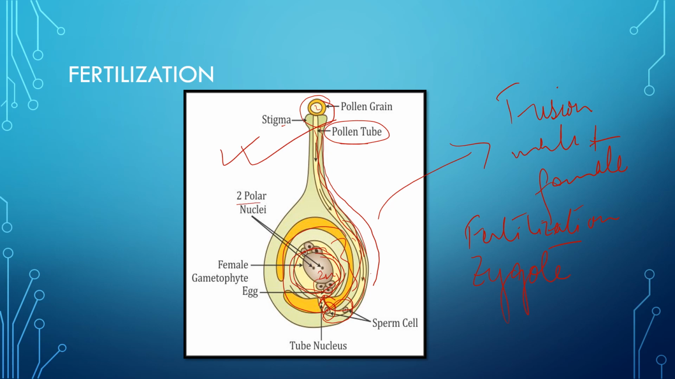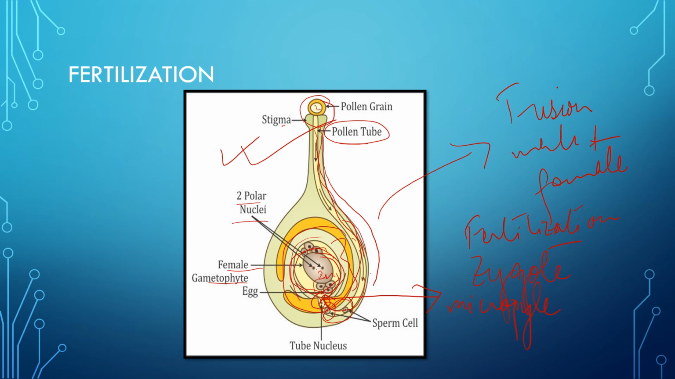These are the two polar nuclei. This is the egg part. This is the female gametophyte, where the sperm cell or sperm nucleus is coming, which is dividing into two. This is the tube nucleus which is already here, and this pore is called the micropyle. This is the part through which the pollen grain, or the sperm cell, or the male nuclei enters the egg cell. This is called the micropyle.